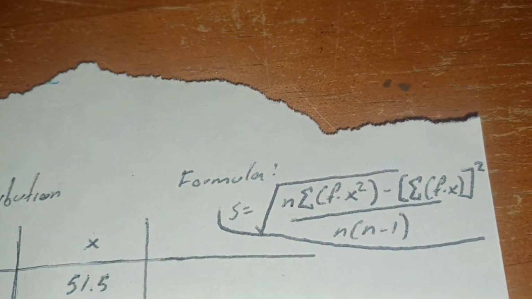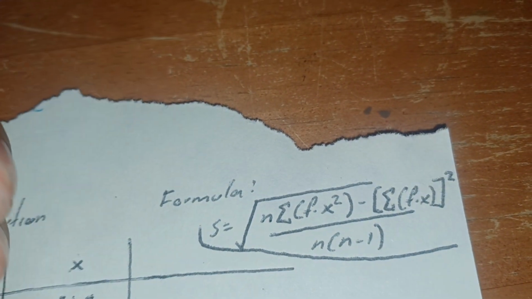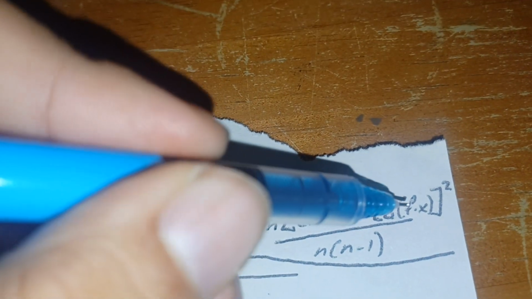x squared is what we're going to compute. n is obviously going to be your 20, because there are 20 students, and for the sum of f times x, we're going to use the column for that, and then we're going to square all of that. Then we're going to divide it all by n times n minus 1, and then square root that to get your standard deviation.